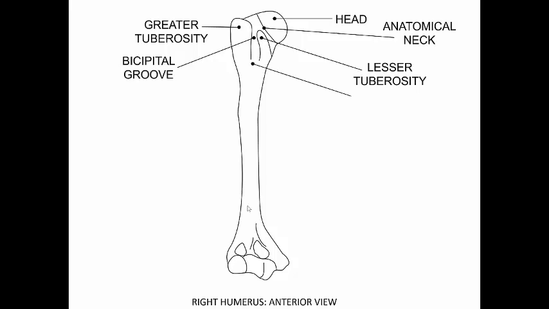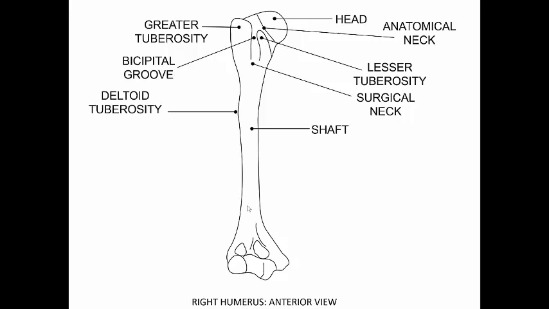As we progress further distally, the proximal end narrows to become the shaft, and it's this narrowing which is referred to as the surgical neck of the humerus. As we progress along the shaft, we see a slight protuberance on the lateral side, which is the deltoid tuberosity for the attachment of the deltoid muscle.